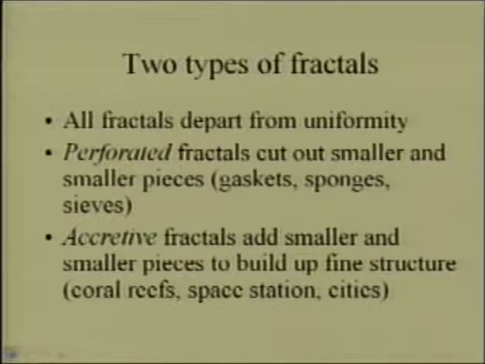The alternative is to begin with something that's totally plain, uniform, and then start to add smaller and smaller pieces according to fractal construction with smaller and smaller self-similar copies of the fractal. So these are called accretive fractals, which add smaller and smaller pieces to build up the fine structure. In nature, we have coral reefs because the corals keep growing, and you have all these little tentacles that deposit smaller and smaller pieces of calcium to make the coral reef. The space station, well, it's a rather whimsical example. You have a large piece, and then successive space missions keep adding little pieces as needed, and the whole thing will grow by accretion over the years as more and more units are put on.